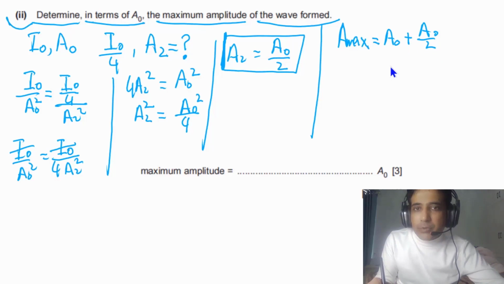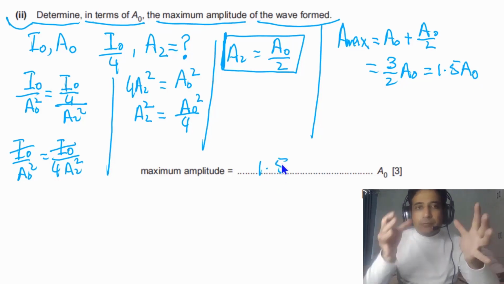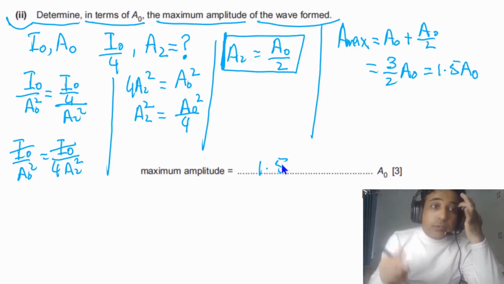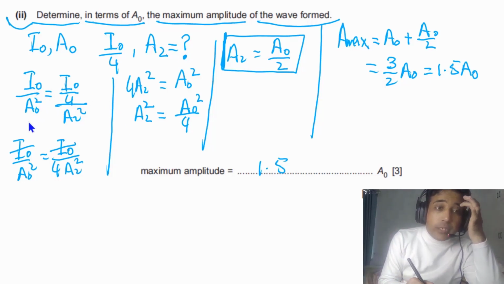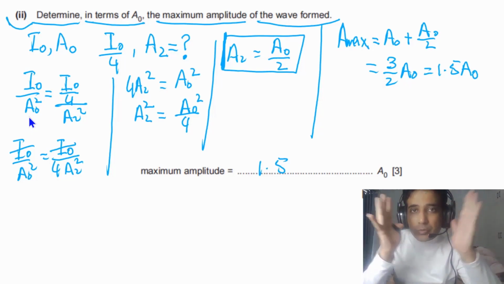So this is simply equal to 3 by 2 a naught, or simply we can say this is equal to 1.5 a naught. So this is our final answer, 1.5 a naught. Quite straightforward question. If you have a basic understanding of intensity, intensity over a square is equal to a constant, and that is true for both waves.